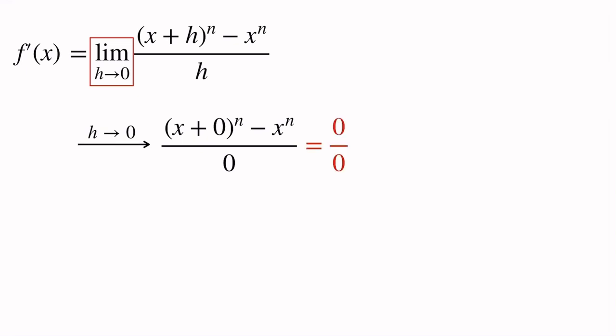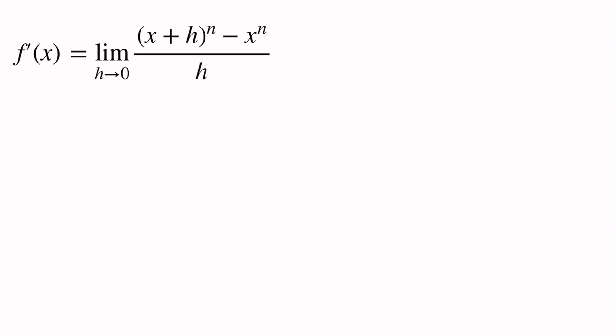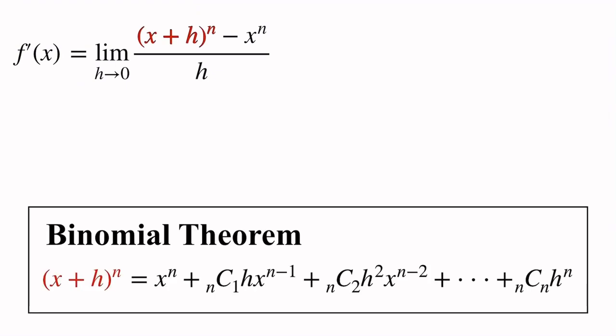But if we evaluate it directly, it becomes 0 over 0. This is an indeterminate form, so we need to rewrite the expression to eliminate this indeterminate form. To do that, let's expand the term x plus h to the n. Here we use the binomial theorem.